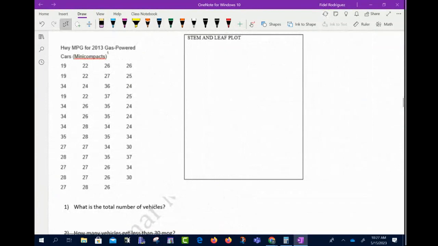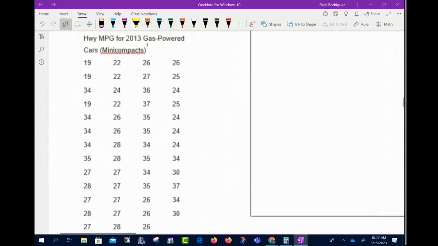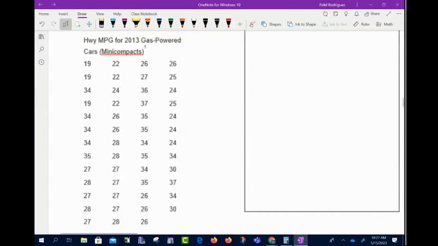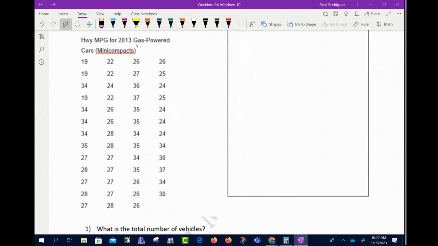So, y'all, one of the things we're going to do: when I took the TSI test, what I noticed was there were a lot of problems dealing with statistics type stuff, like what we've just been doing right now. So I'm going to give you an example of what I'm talking about. We have the highway miles per gallon for cars that were made in 2013. These are mini compact cars, right? Tiny, tiny cars. Toyota Yaris, Ford Focus or whatever. Little small cars, right?